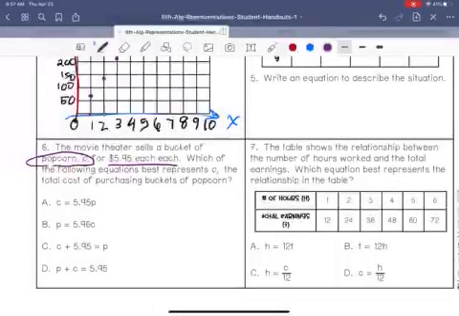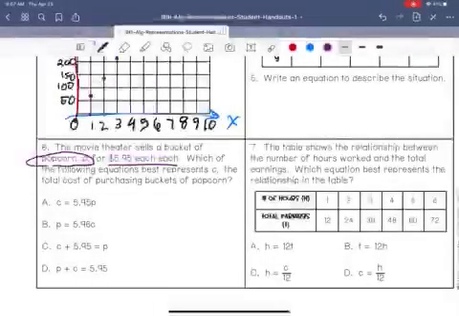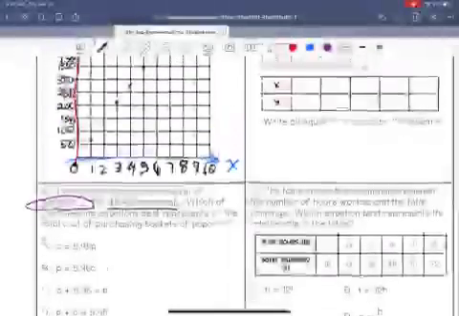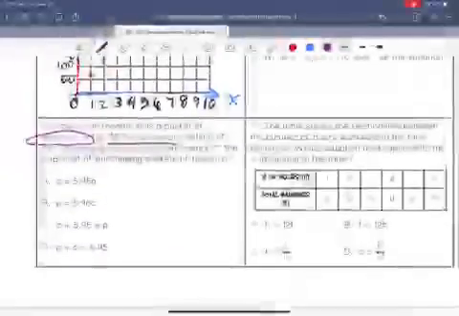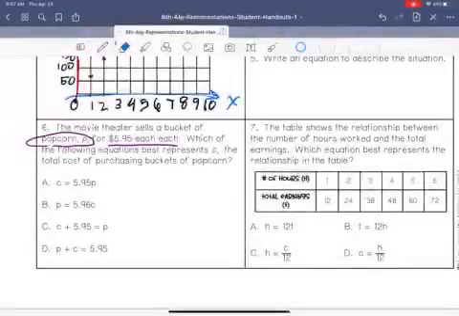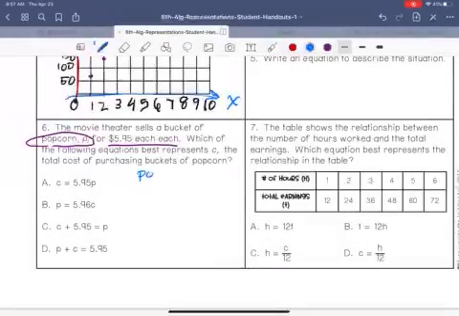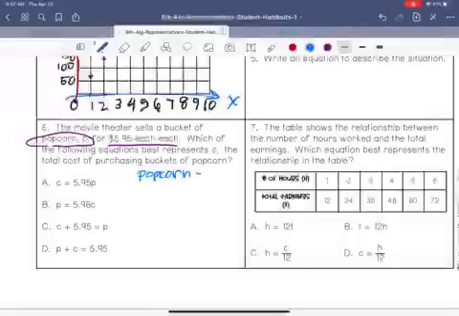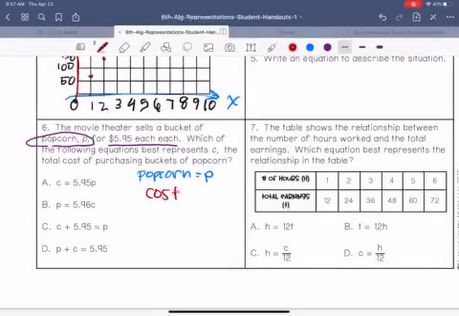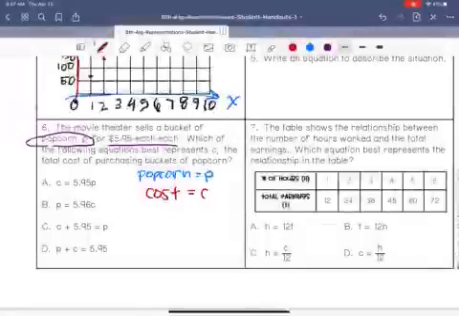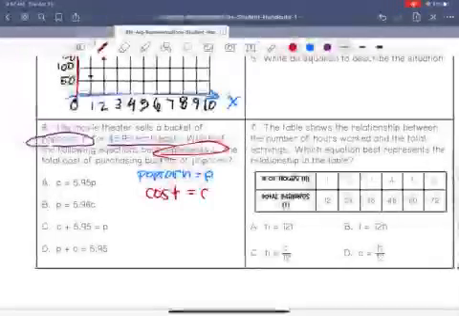Okay, there's 2 important things I want to note here. Anytime you're doing a test question, first things first, look at what topic you're dealing with. We're dealing with multiplicative relationships. So our relationship between our 2 variables, which in this case is popcorn, which they used P for, and then cost, which is C, should be a multiplicative relationship.